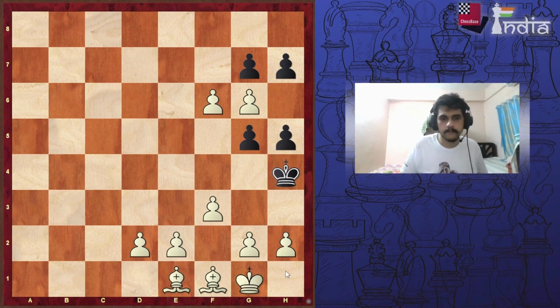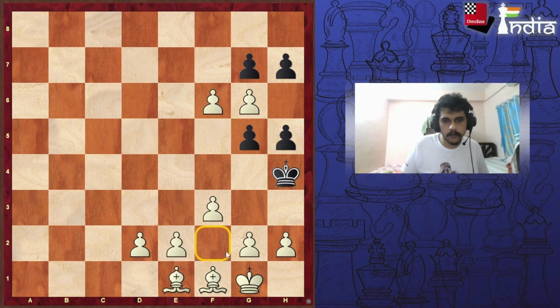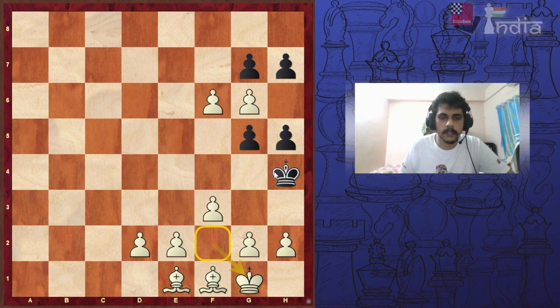So a move ago, this king on g1 was on f2 and it moved from f2 to g1, and in that process opened up the bishop on e1, and this black king on h4 got checkmated. This is the only way to explain this check on the e1 to h4 line.